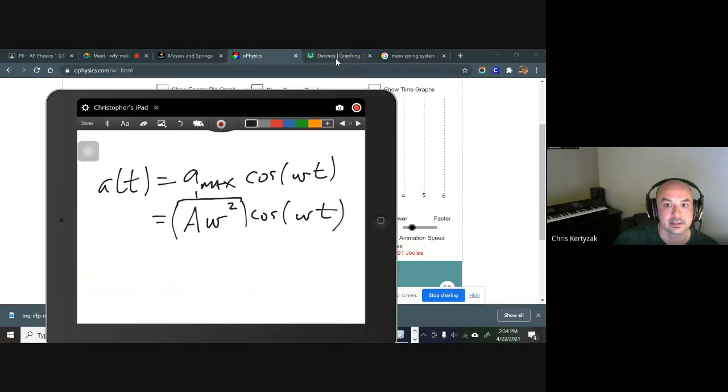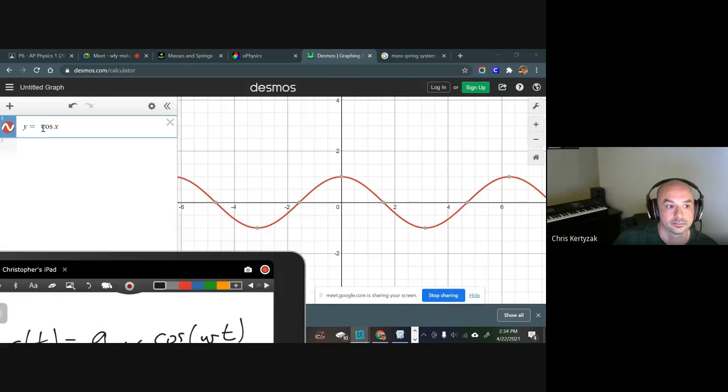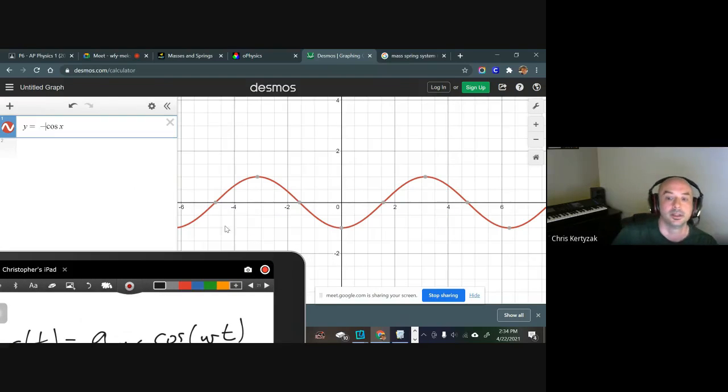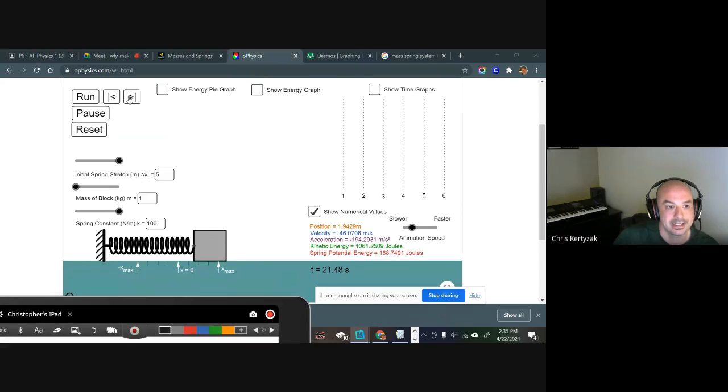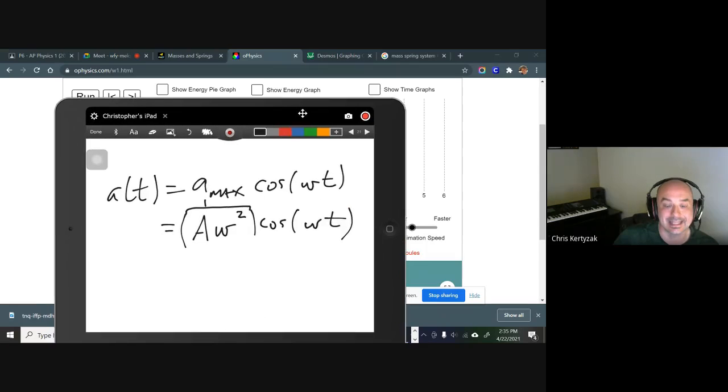So what do I have to do to fix this? Just multiply it by negative. Boom. Now, at release, it has a maximum acceleration, and these are all negative accelerations as it moves to the left, which we know it has to have, because it's accelerating in the leftward direction. So the last thing we had to do to fix this was multiply all this by a negative. And there you have it. That is the final model for the acceleration versus time.